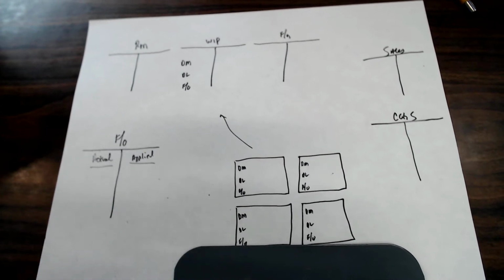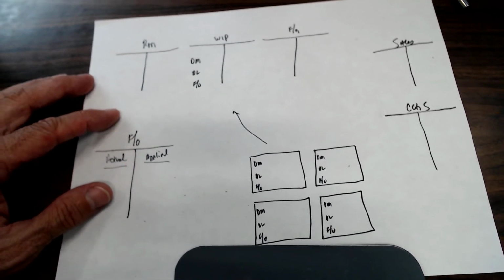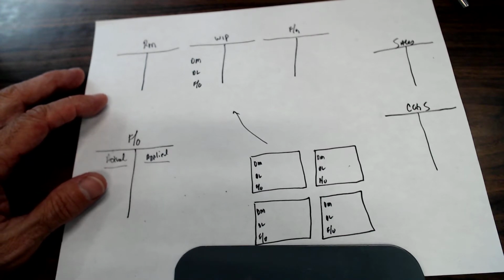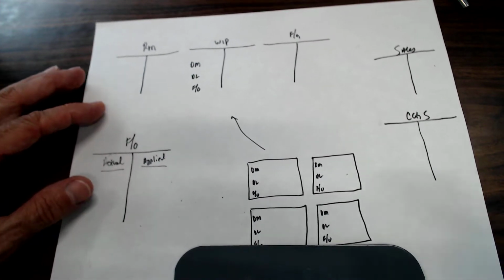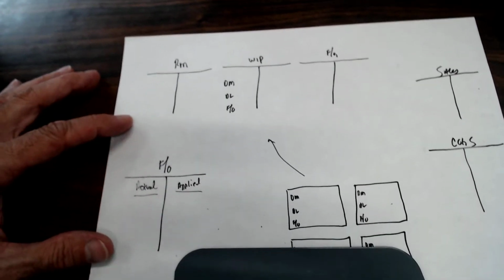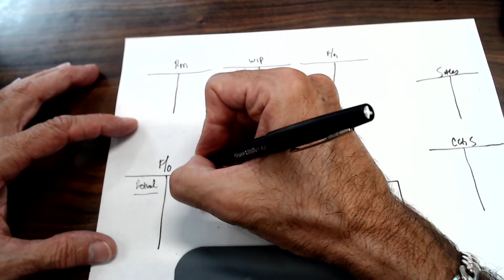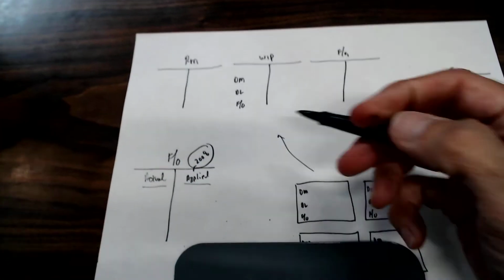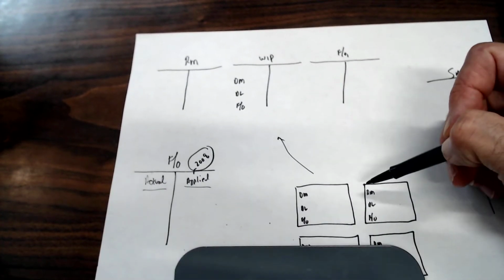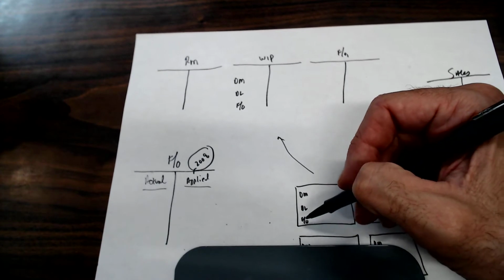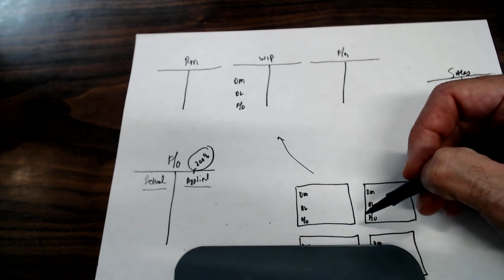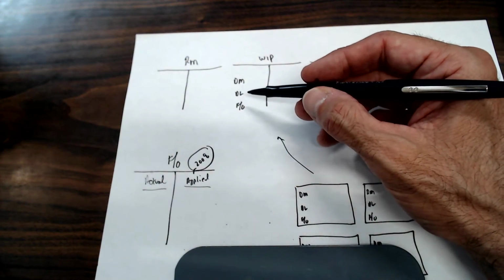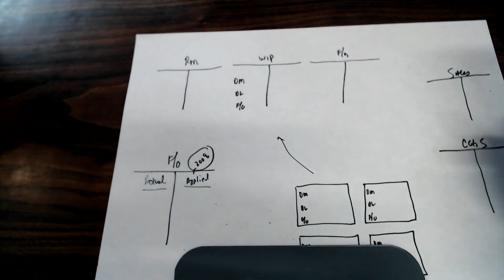Going back to the problem now, it says that the overhead application rate is 200%. So I'm going to put just right here, 200%. They're going to apply overhead to jobs at the rate of 200% of direct labor. And in total, they're going to apply it at 200% of the direct labor. That's the rate.